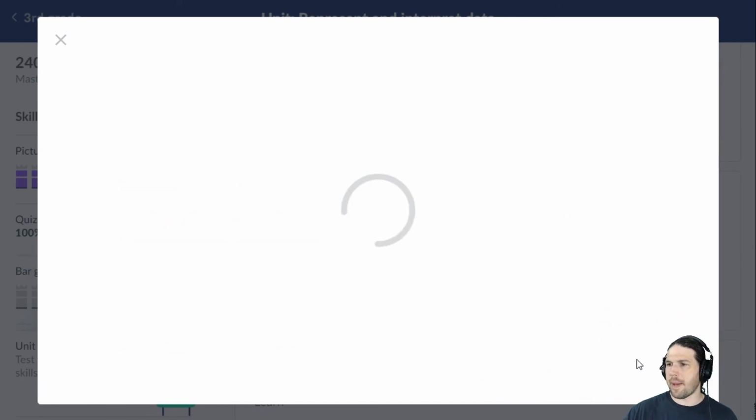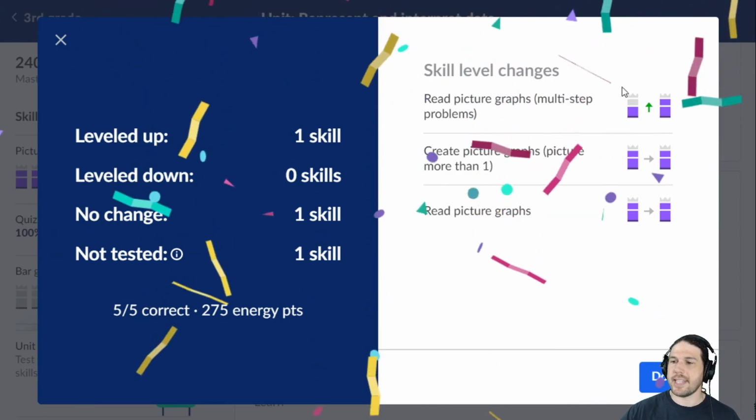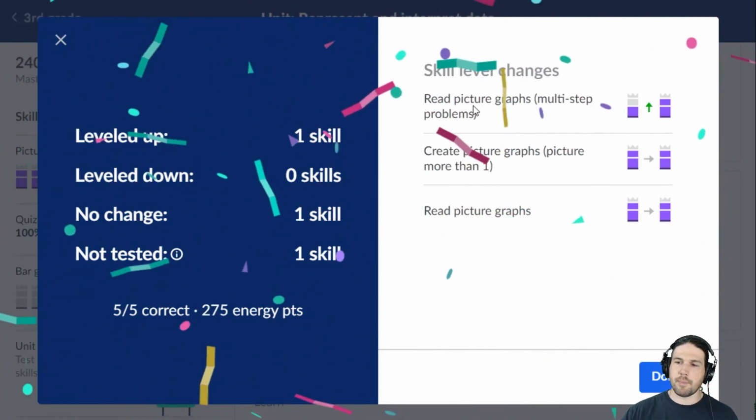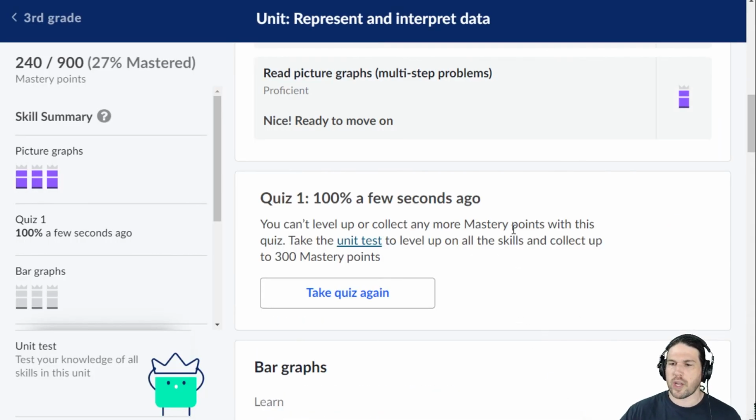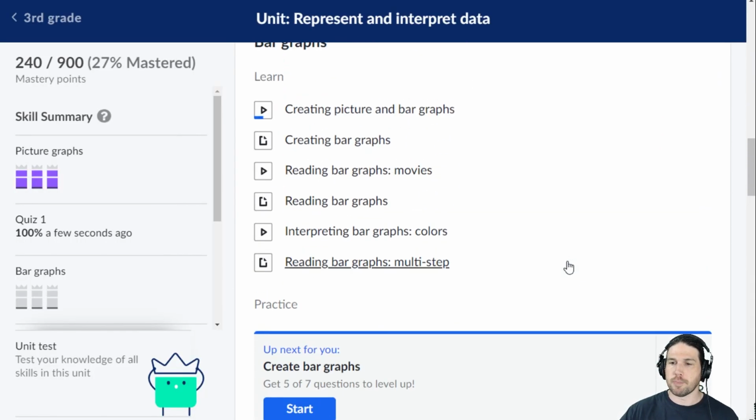Quiz 1 in the bag. And that did bring the multi-step problem that I got wrong up to level, so we are good to go. We are moving on to bar graphs.